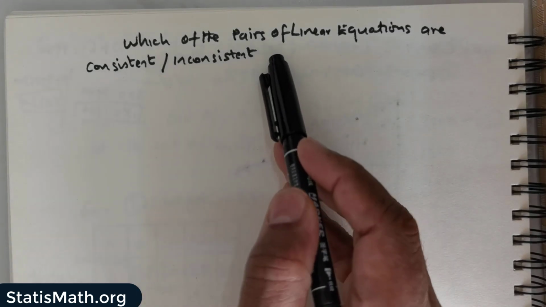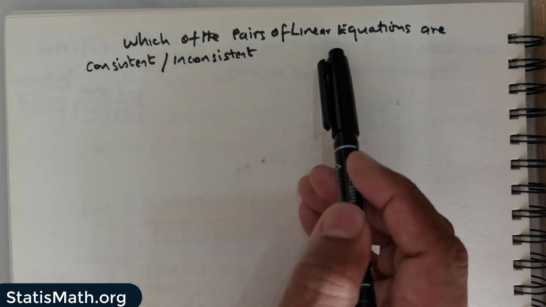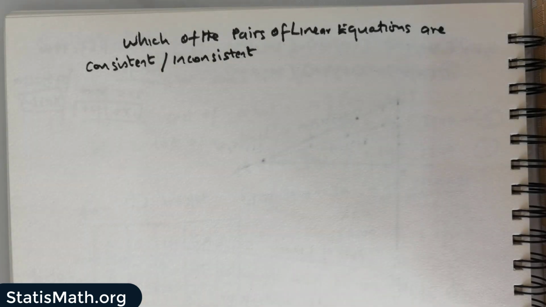In this particular class we will be doing problems involving consistent and inconsistent linear equations. The general way they would ask you these questions is that they will give you a pair of linear equations and ask you to check if the given system or the given pair of linear equations are consistent or inconsistent.